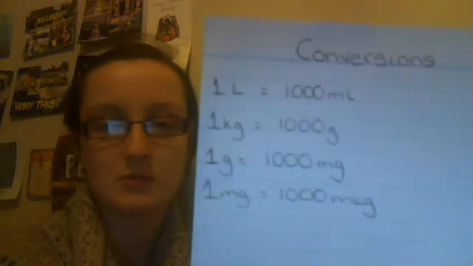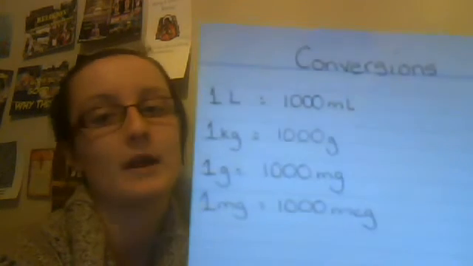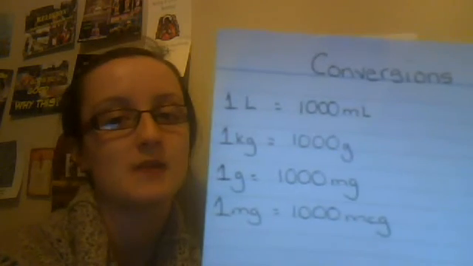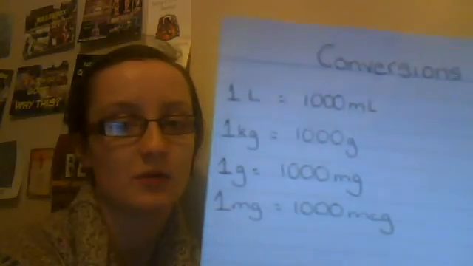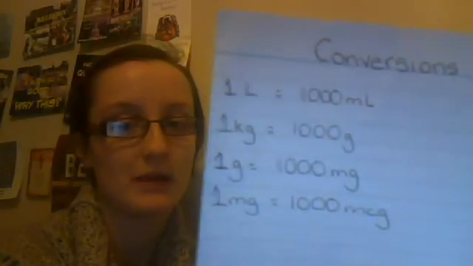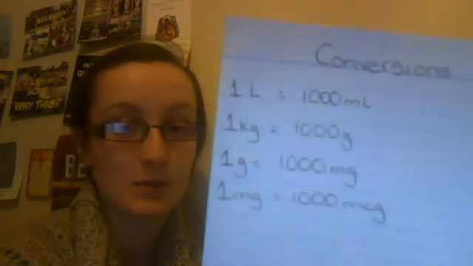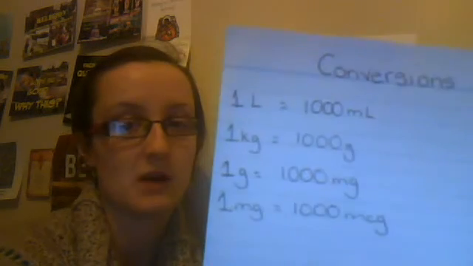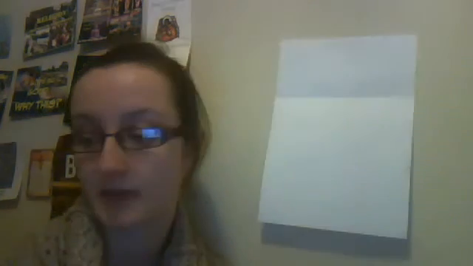Okay, so the basic principle I have here on this card is that everything goes into a thousand, which makes it a lot easier. You've got 1 litre into 1,000 millilitres, 1 kilogram into 1,000 grams, 1 gram into 1,000 milligrams, 1 milligram into 1,000 micrograms. This makes it easier because the decimal point always moves 3 spaces. The hard part of that is knowing whether to go to the right or to the left, which I'm going to discuss with you now.